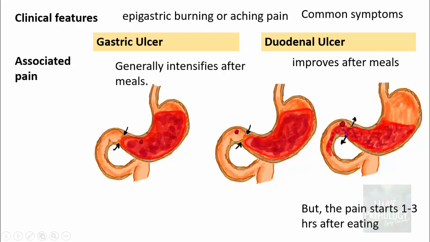Upon that, it also has acid along with the food, right? That's why the pain starts 1 to 3 hours after eating in duodenal ulcers. Usually these are the patients who eat, sleep, and then suddenly in the middle of the night they wake up with pain. That's very characteristic of duodenal ulcers.